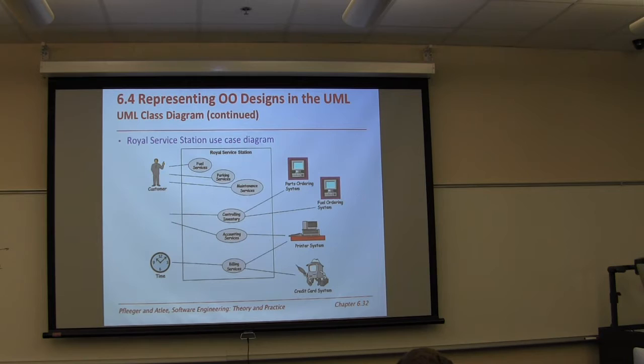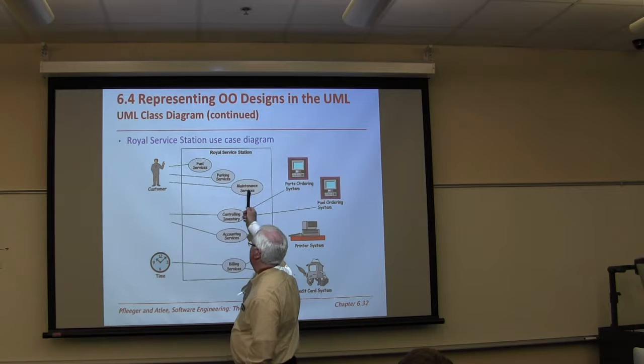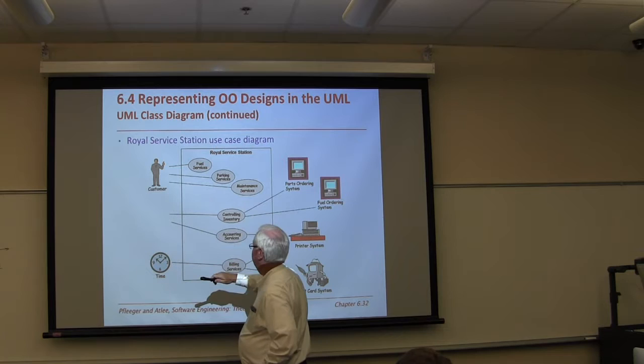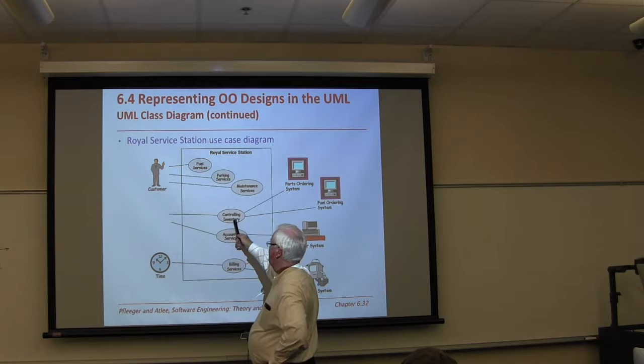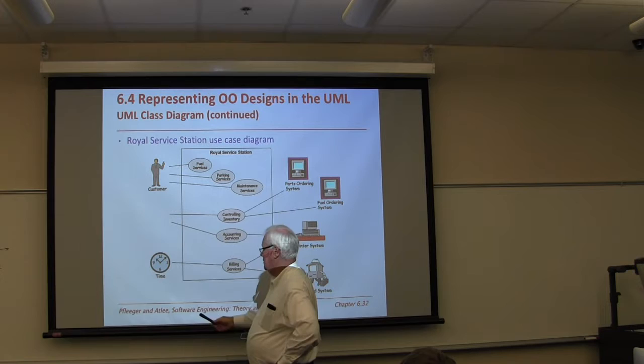So, here's a drawing of it. We have the customer. The customer is looking for fuel services, parking services, or maintenance services. So it really is a filling station, which also does parking and maintenance. Because of what the customer is trying to do, it's going to affect the control of inventory. Accounting services, we've got to charge the customer and see when they pay. And billing services is going to have to look at time to see when bills are due and set those up.